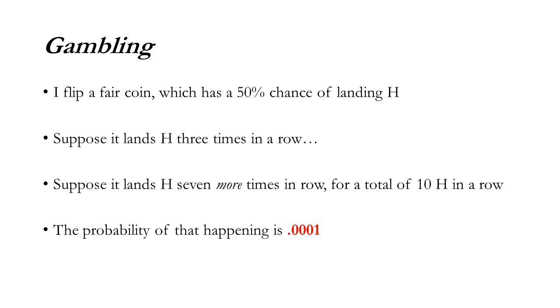Now, I flip a fair coin. Suppose it lands heads 3 times in a row. And suppose it lands heads 7 more times in a row for a total of 10 heads in a row. Now, the probability of that happening is 0.0001.